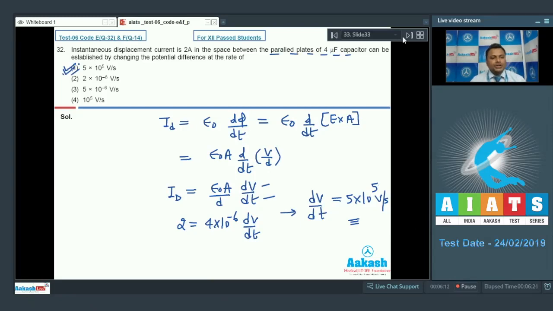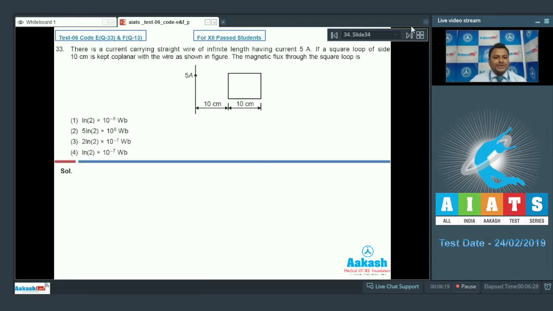Now let us proceed to the next question. So here is question number 33. There is a current carrying straight wire of infinite length having current 5 ampere.